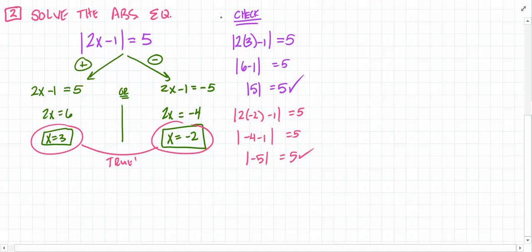Yeah, I'm trying to avoid this: the absolute value of 3 is equal to a -3. Why am I trying to avoid this?